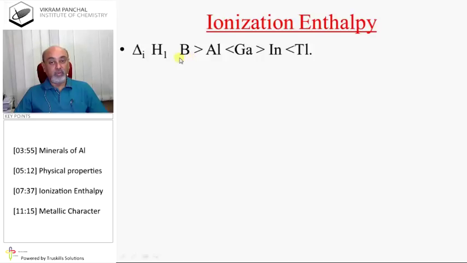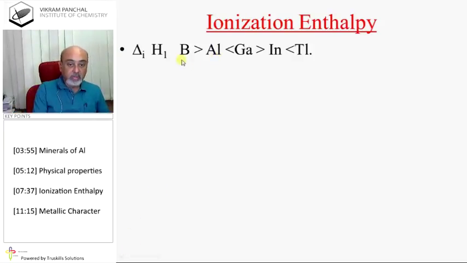Here we can see that boron is greater than aluminium, is less than gallium, greater than indium, less than thallium. In this case, we can see that the ionization enthalpy is not in order. Boron has comparatively higher ionization enthalpy than aluminium, and you can write the values also. The first ionization enthalpy of boron is about 801 kilojoule per mole. Aluminium is 577 kilojoule per mole.